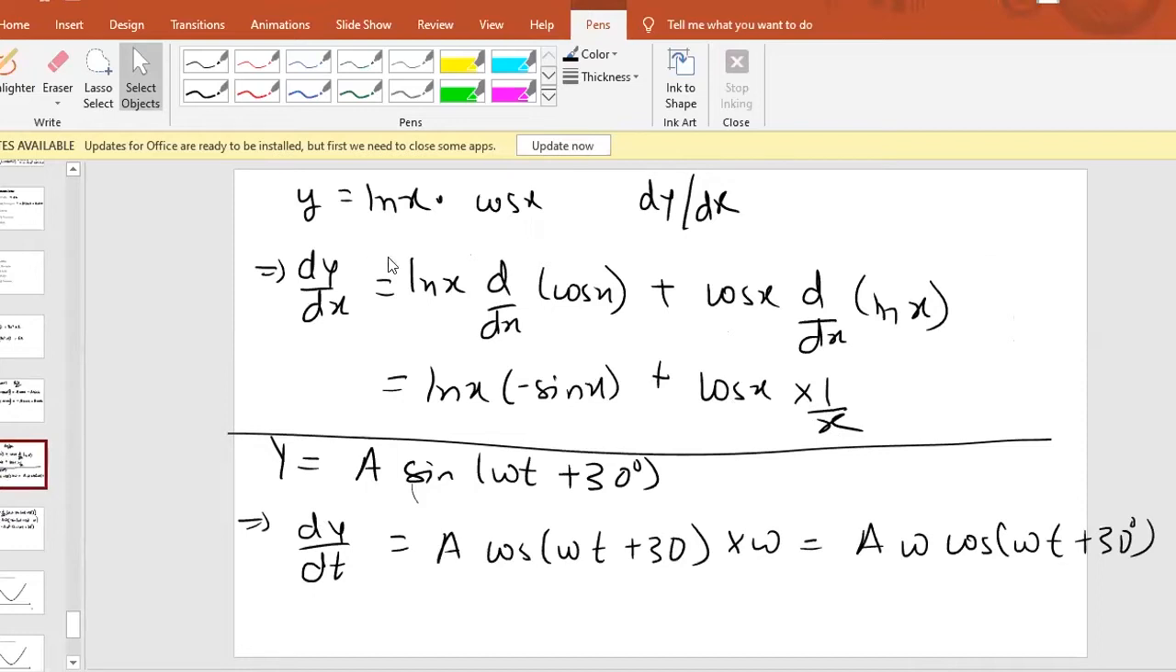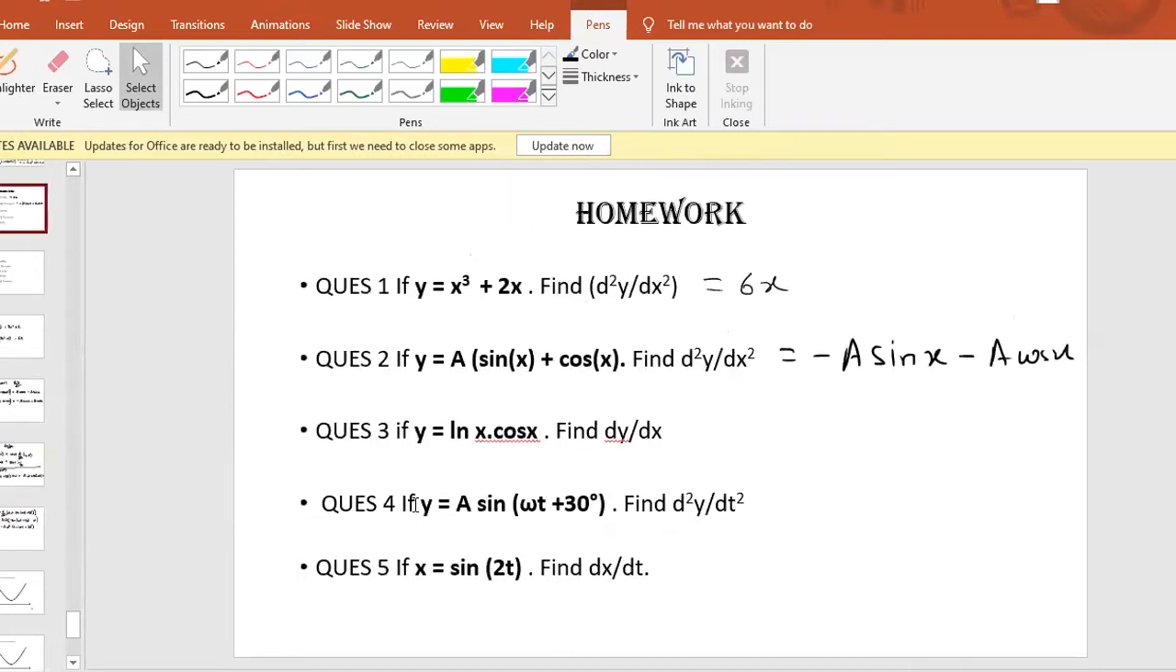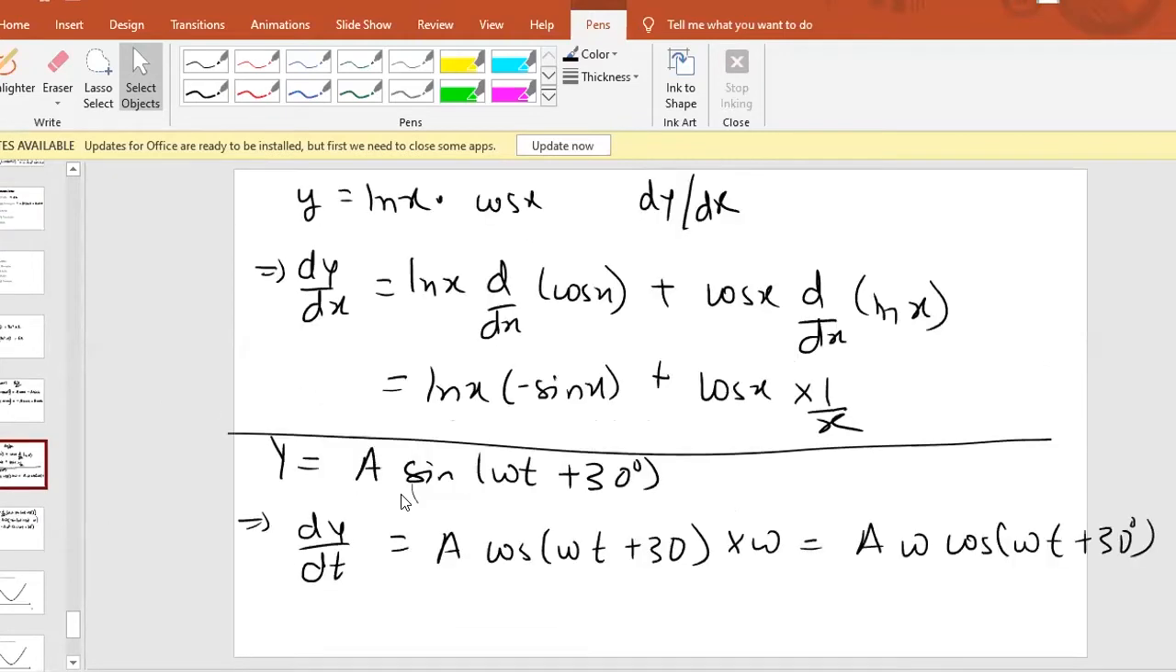Fourth sum. So the fourth sum is y is equal to a sine omega t plus 30 degree. We have to differentiate this with respect to t. A is a constant which we can take outside. Now here we have a function of a function. Sine is one function. Inside that function we have omega t.